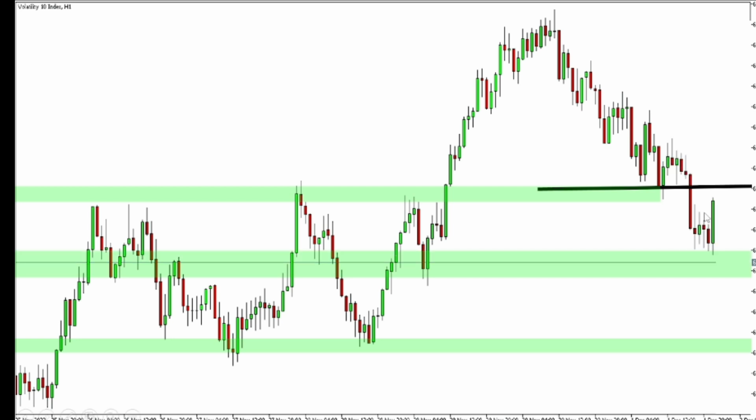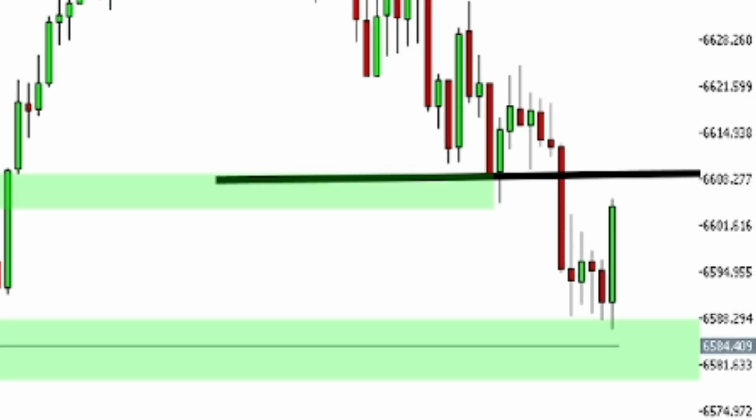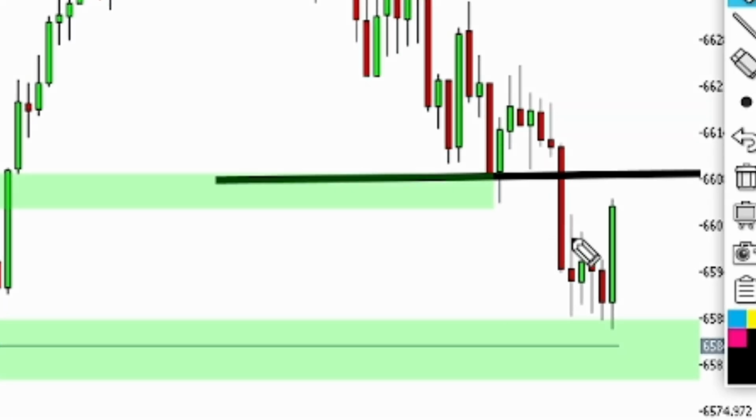Now you can see that the market moved to the downside and it reaches this first zone. And on this first zone, what do you see at this point right here? At this point, you can see that the market reaches this strong zone right here, and then it creates a bullish engulfing candle. What is a bullish engulfing candle?